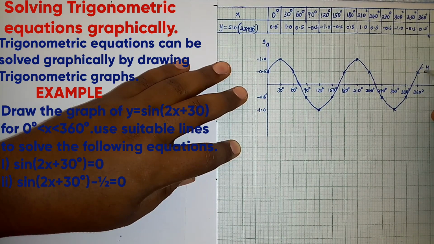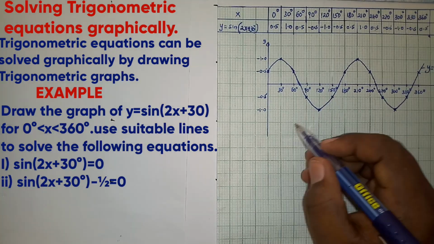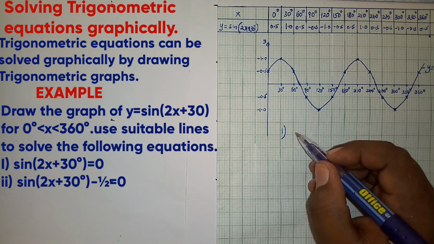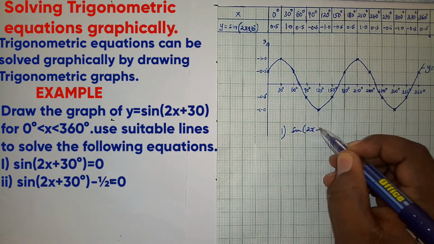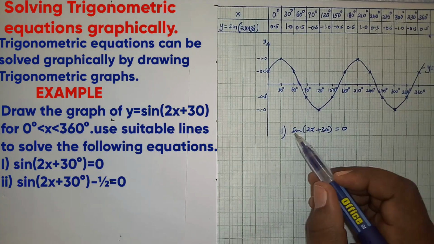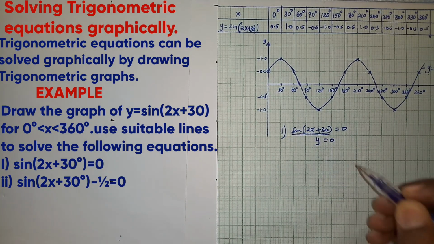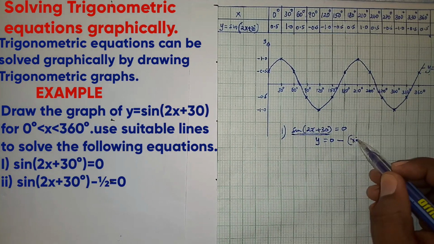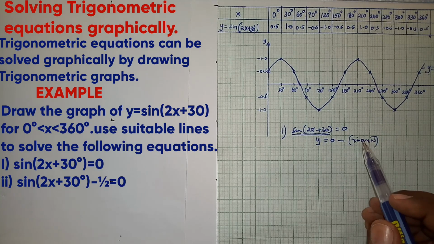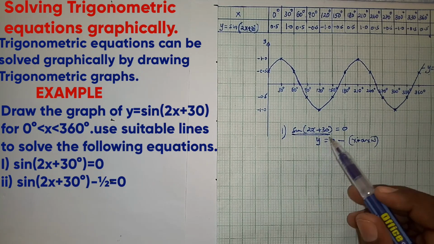So now this is y equals sine(2x + 30). I've drawn the curve. Now we have to use the graph to solve the following equation. The first equation was sine(2x + 30) equals 0. But remember, sine(2x + 30) equals y. So this means y equals 0, and this line is the x-axis. So where the x-axis cuts the curve, that will be the solution for this equation.